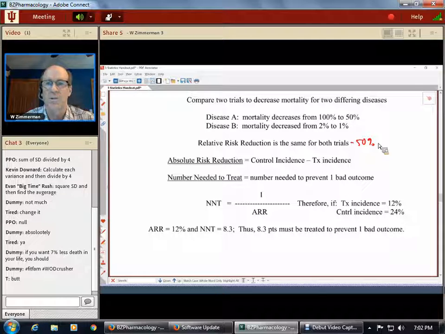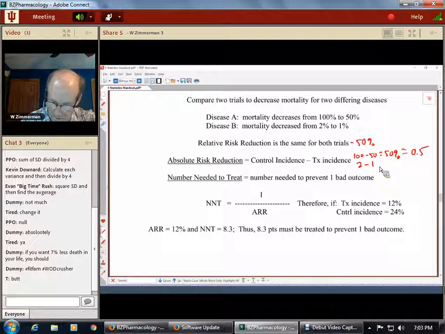In other words, what's the control incidence minus the treatment incidence? Well, we have 100% minus 50% equals 50%, which equals 0.5. On the other hand, 2% to 1%, which is going to equal 0.01.